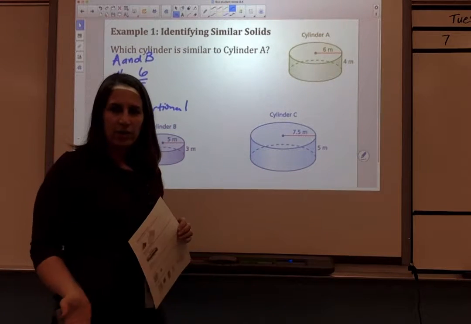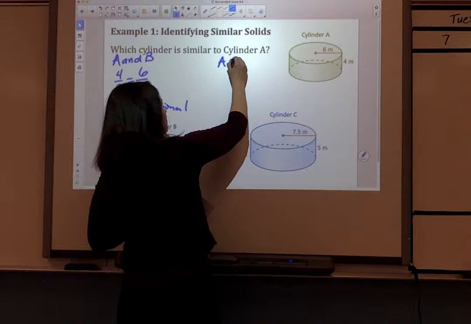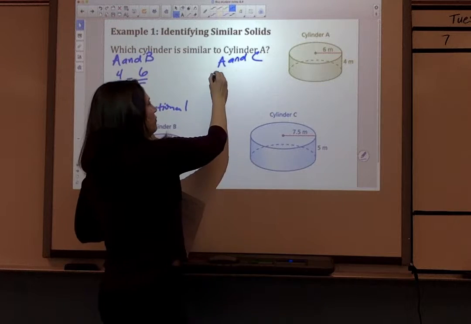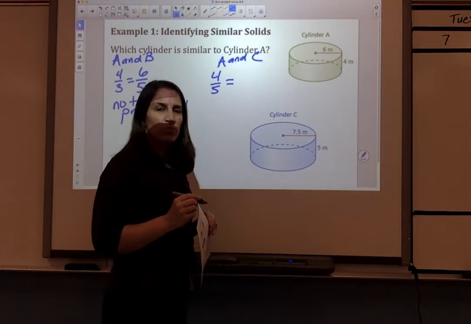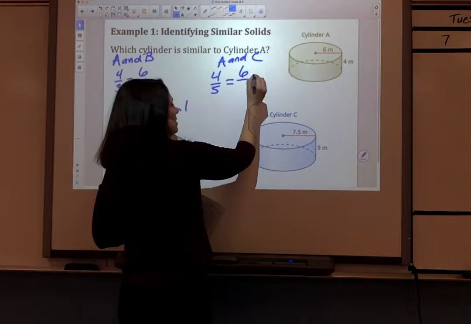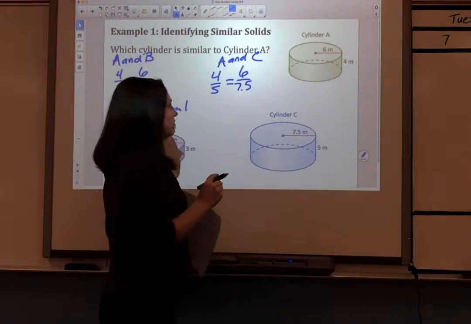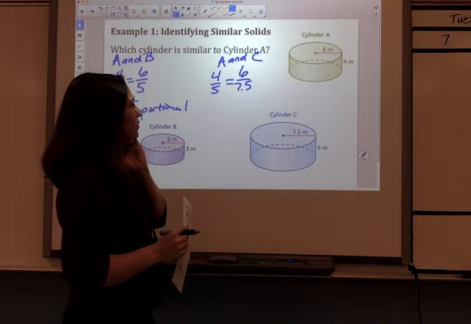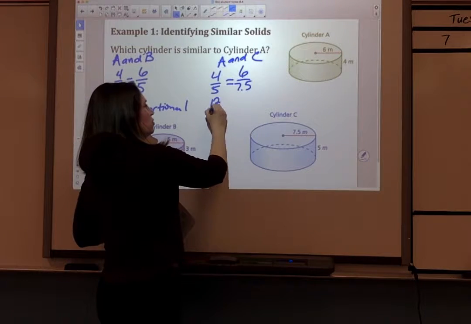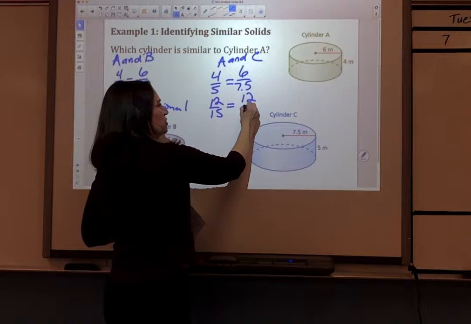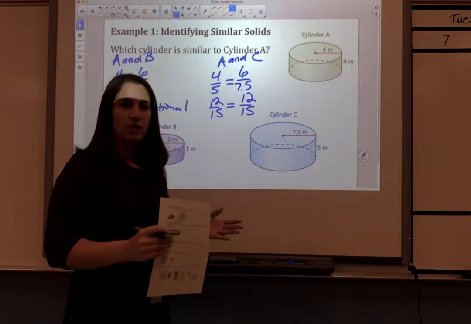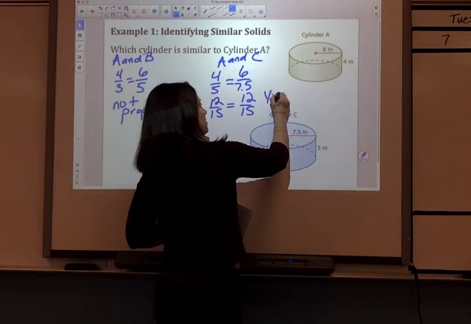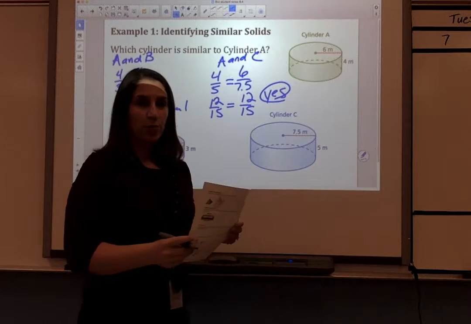So let's go ahead and try comparing cylinder A and C. So here if we compare the heights, we have a ratio of 4 to 5. And if we compare the radii, we have a proportion of 6 to 7.5. So here we could simplify both of these and have a common denominator of 15. So we could change this to 12 over 15 and see that that's equal to 12 over 15. Or we could use cross products. Either way, we have a product of 30. So yes, A and C are proportional.